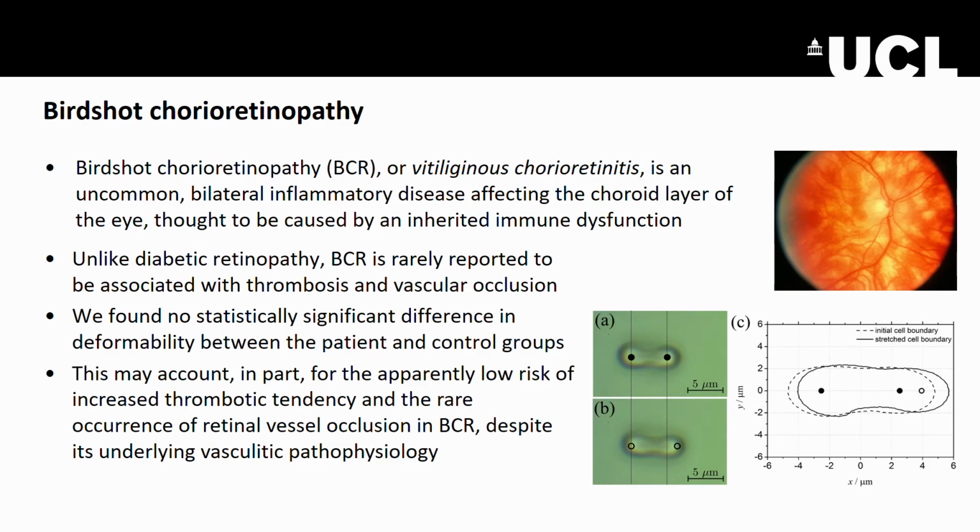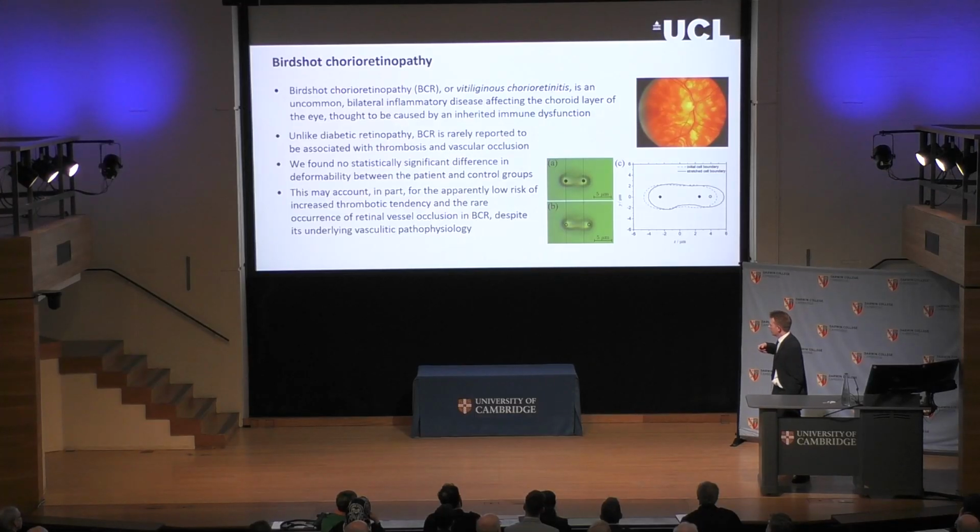A little bit of supplementary data. We also investigated cells from a condition called birdshot chorioretinopathy. No, I hadn't heard of it before either. I think the keyword there is that it's an uncommon bilateral inflammation. It's thought to be hereditary. The importance of studying this is that patients with birdshot tend not to exhibit the same thrombosis in the microvasculature as patients with diabetic retinopathy.